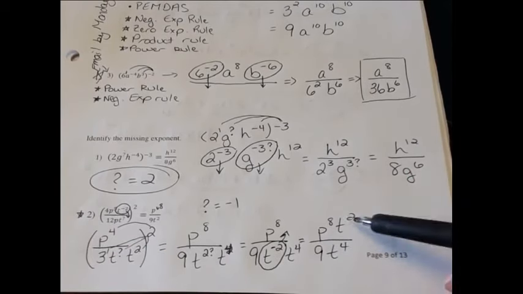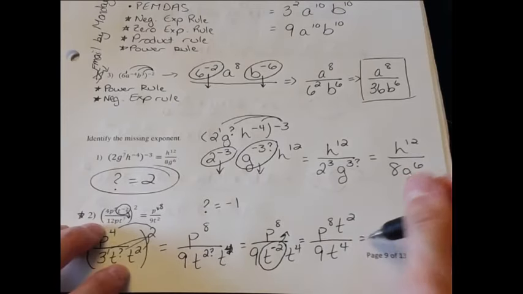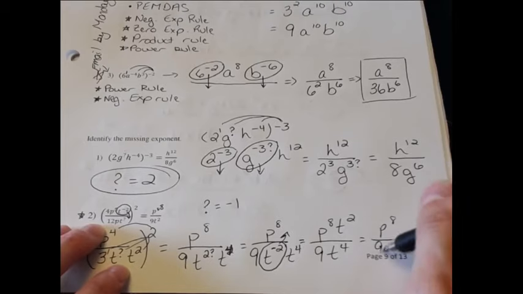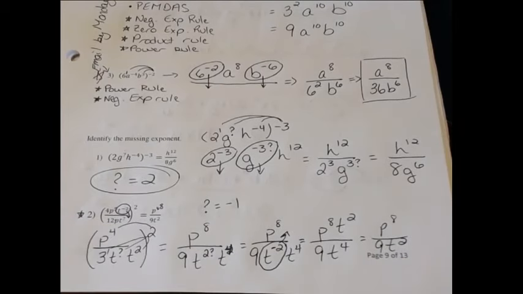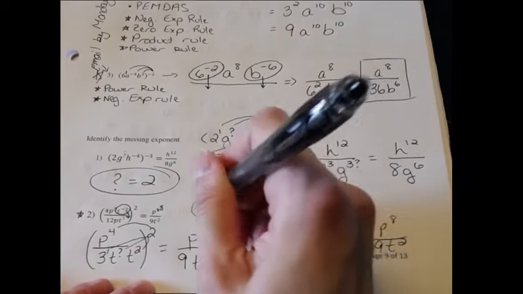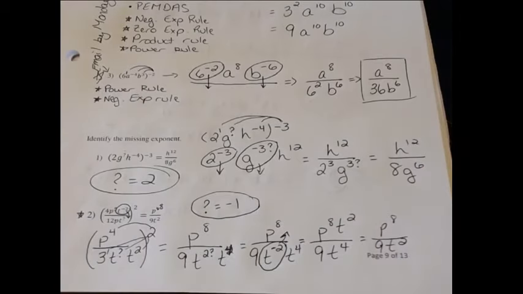And now, quotient rule. Keep the base, subtract the powers. If you keep the base and subtract the powers, you're going to be left with p to the 8th over 9 t to the 2nd power. So your question mark in this case was equal to -1. That's definitely a little bit tricky.